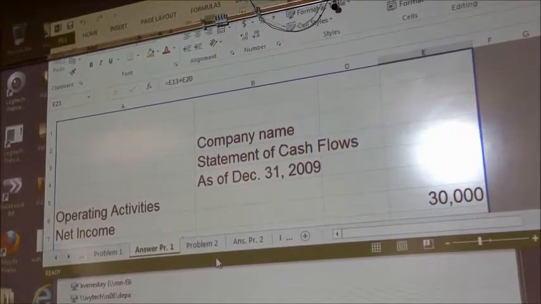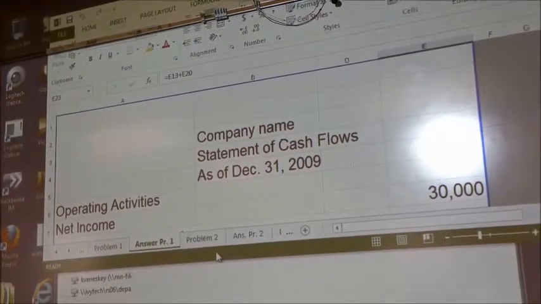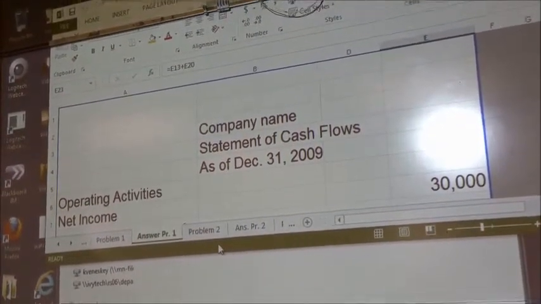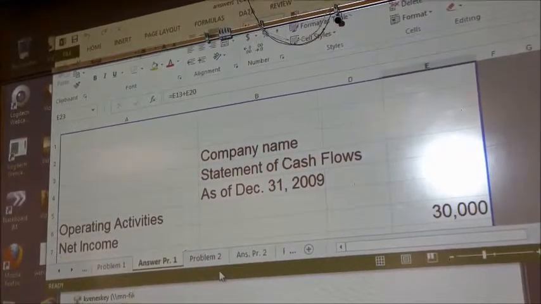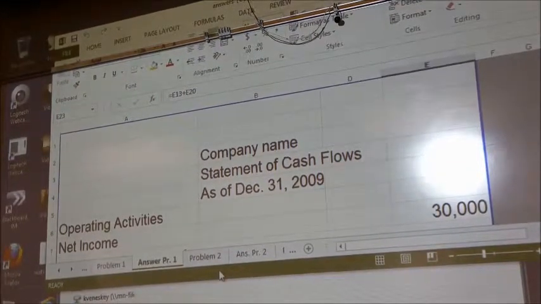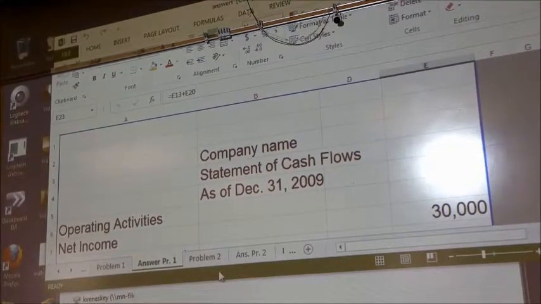Next, so we go down the list. Next, we look for any current assets that change. However, we don't do cash. We do cash at the very end. So we look at AR, accounts receivable. It went up by $25,000.